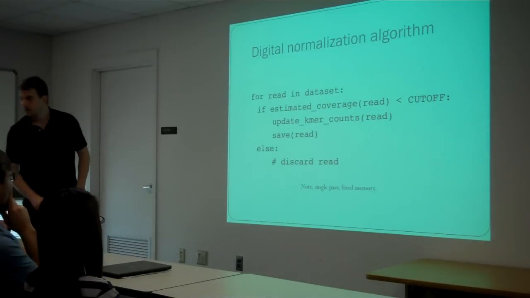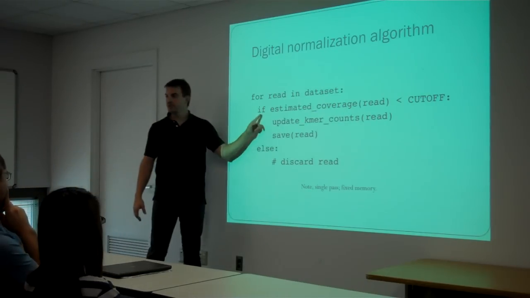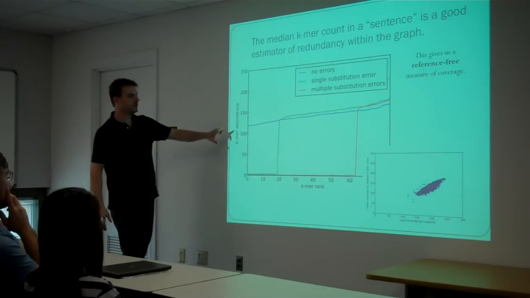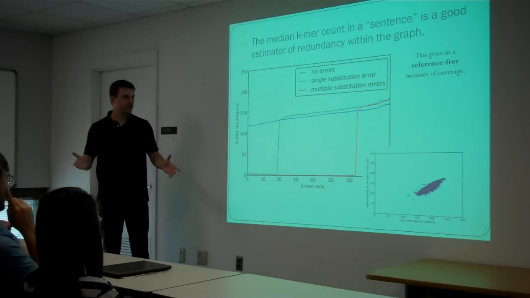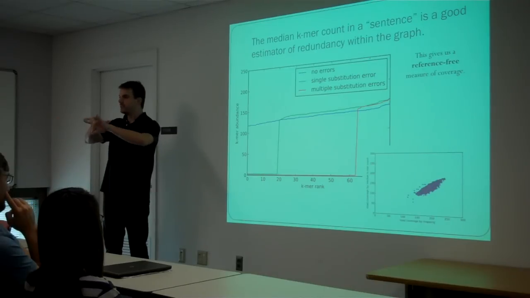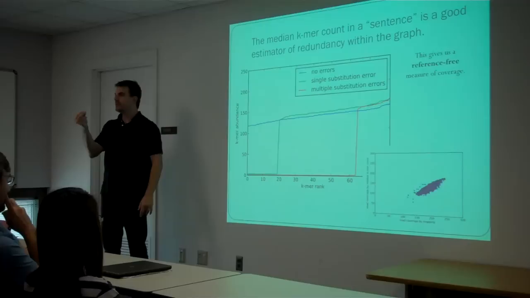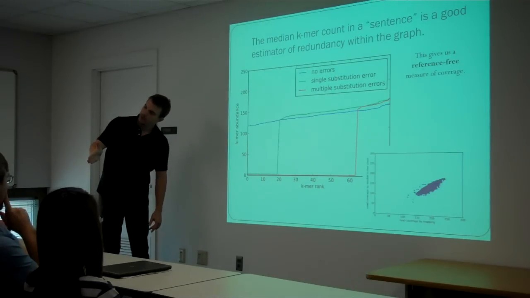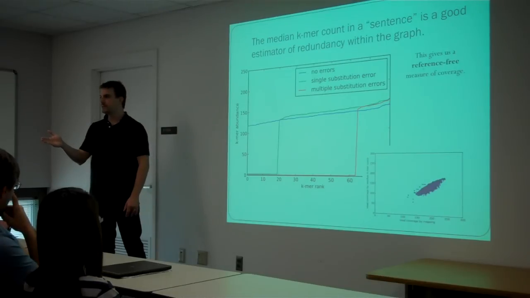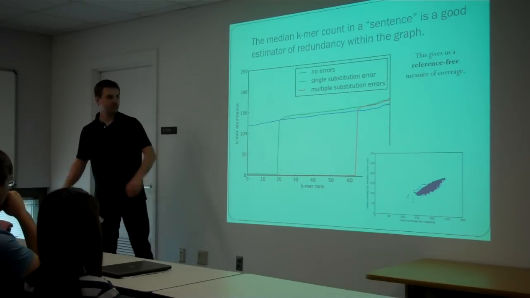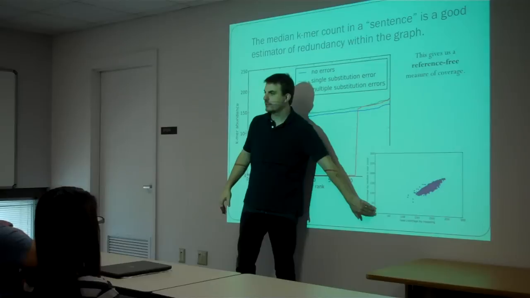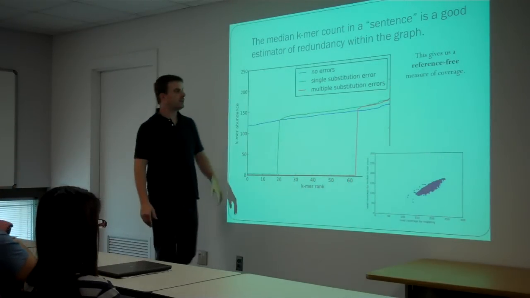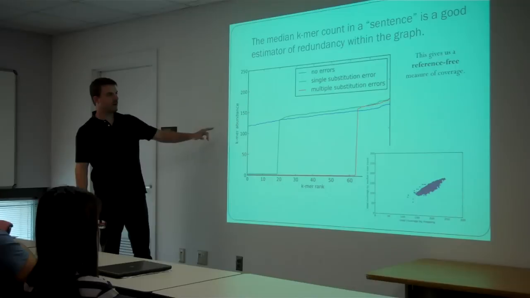How long is it to estimate coverage? The estimated coverage approach that we use is actually to take a read, break it down into words, and then count the number of times we've seen each of those words so far in the data set. If we've seen more than half of the words more than 5 times, we're not interested in that read. It turns out to correlate very well with traditional reference-based measures where we know what the answer is and we estimate coverage. And it's actually very refractory to errors.